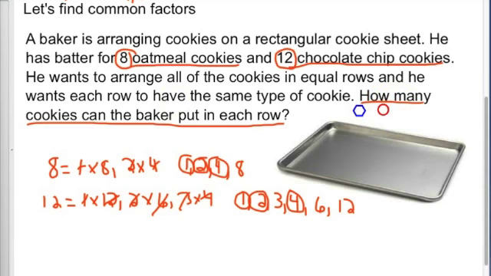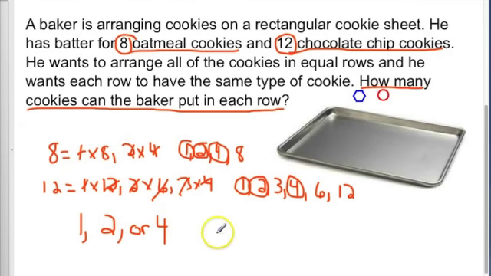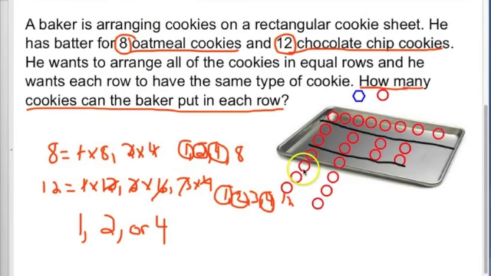I go back to my question, how many cookies can the baker put in each row? He can put 1, 2, or 4 cookies in each row. And we can demonstrate that on the cooking sheet. So I can take the 8 or I can take the 12 and I can demonstrate that. And I have demonstrated that for you here on the baking sheet with the 8 oatmeal cookies. One row. That represents our one row that he can do.